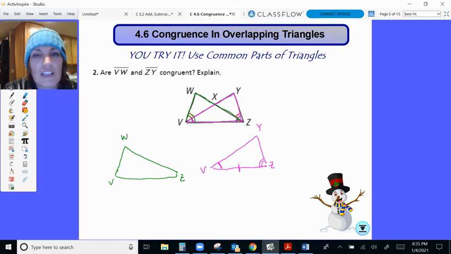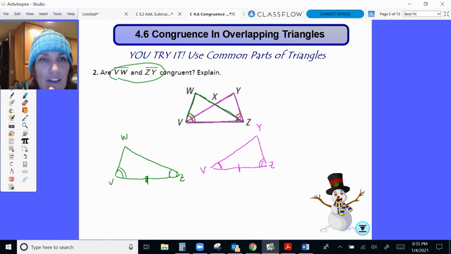I have WVZ, and my Z has this little marking down here. I have this one here that is my little one plus my big one, and I have VZ also, single hash, congruent to itself. So I have angle side angle congruent to angle side angle. So I know that my triangles are congruent, so therefore I know that my VW is congruent to ZY.